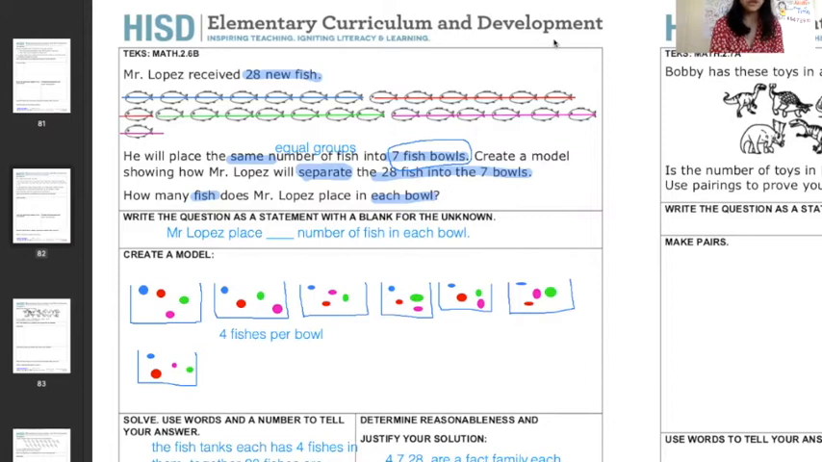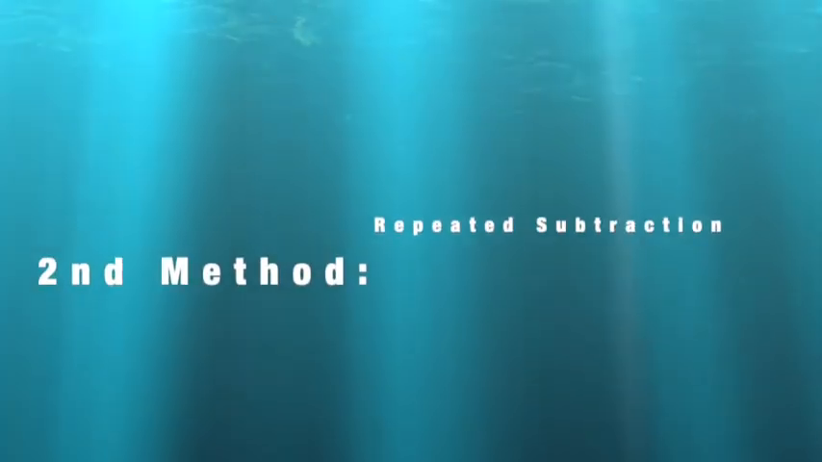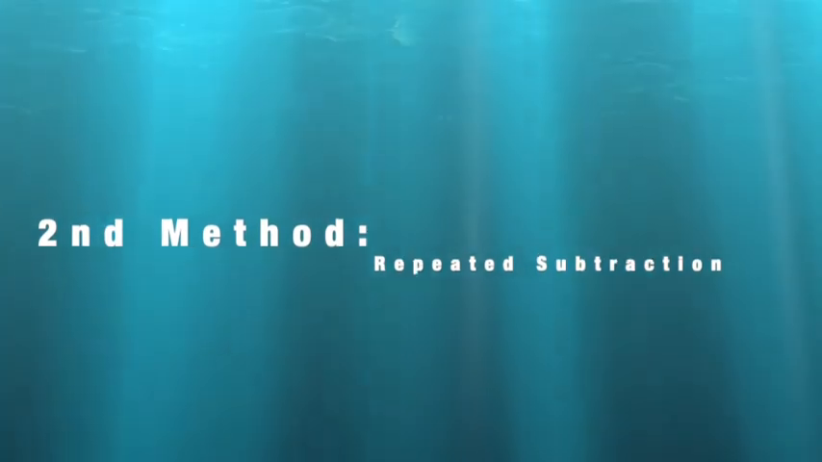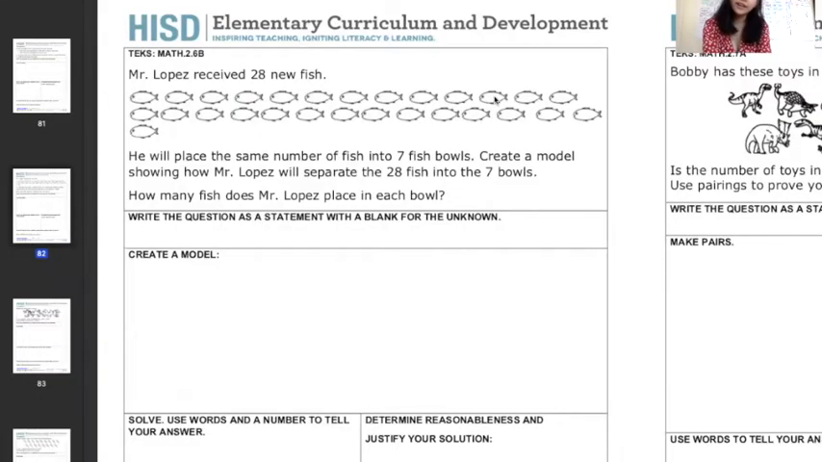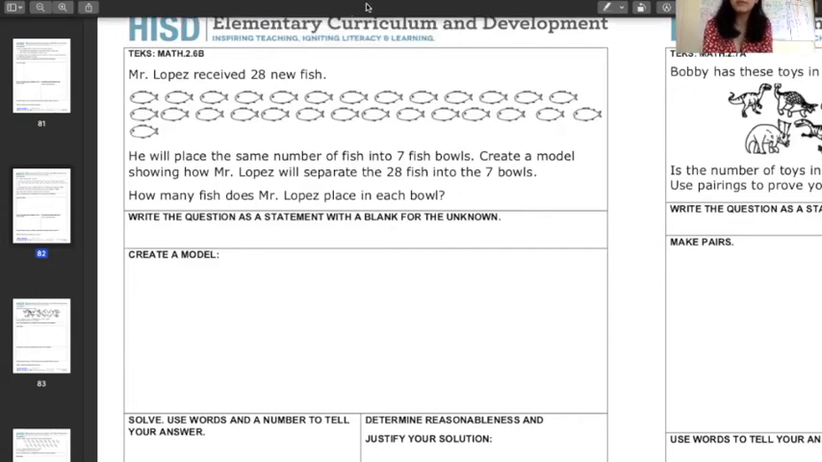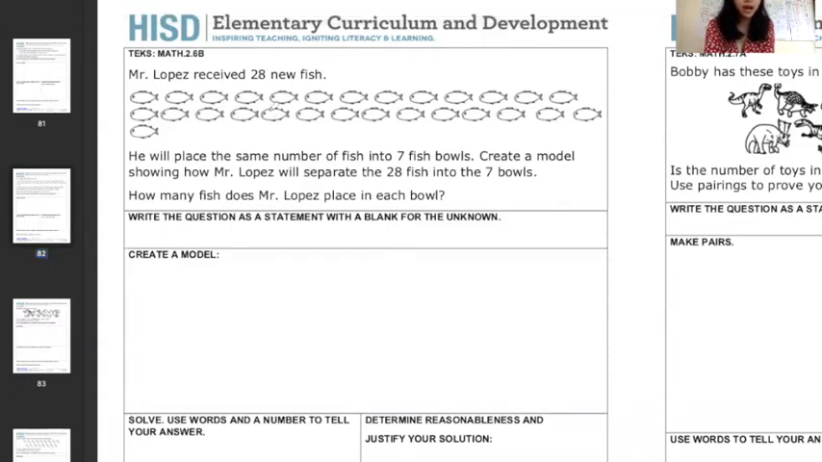Now let's move on to the next one. Okay, now let's talk about another model and another way to solve. This time, we're not going to be drawing, but we're going to use some mathematical principles. Let's see. So, still the same question. Step number 1, always highlight the keywords. We want to separate 28 fishes into 7 bowls. We're placing the same amount of fish in each bowl.